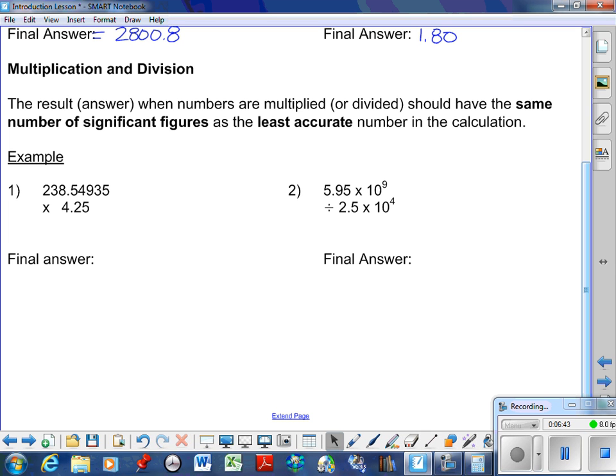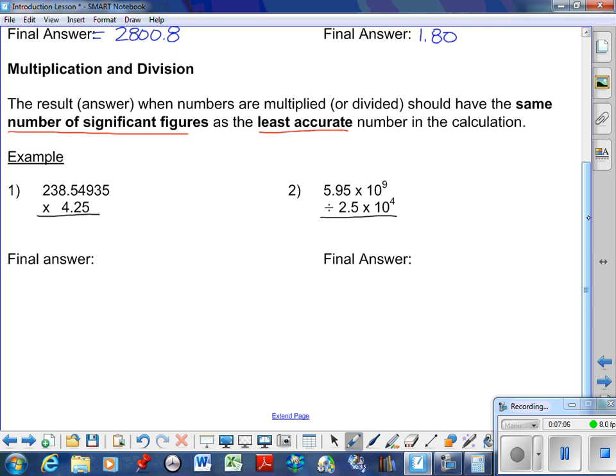The result, or our answer when numbers are multiplied or divided, has the same number of sig figs, so not the same number of decimals, the number of sig figs as the least accurate. Okay, so a little bit more challenging. So you have to figure out the number of sig figs. So that's why it's important to be able to do significant figures. So maybe we'll do both here.